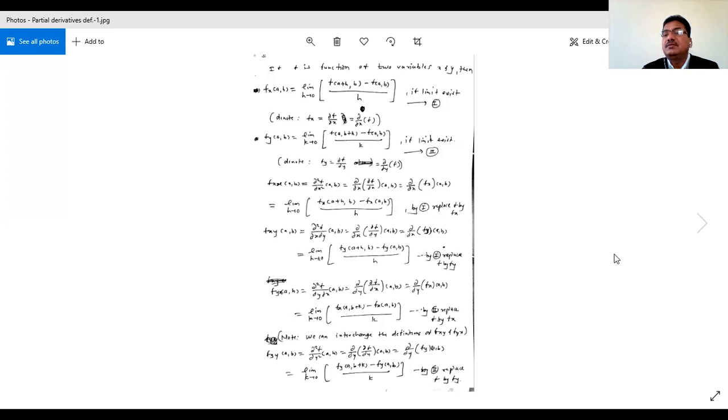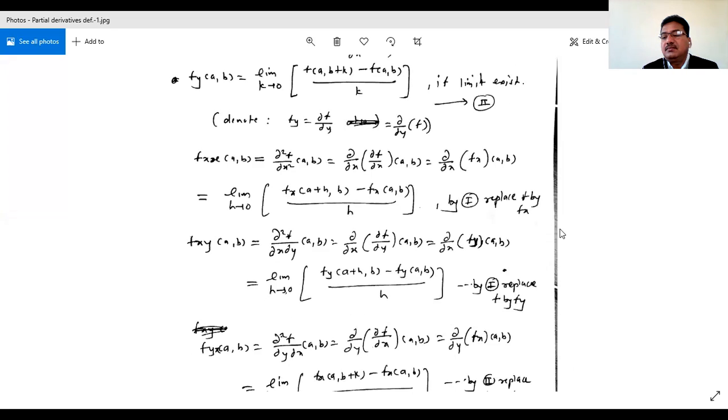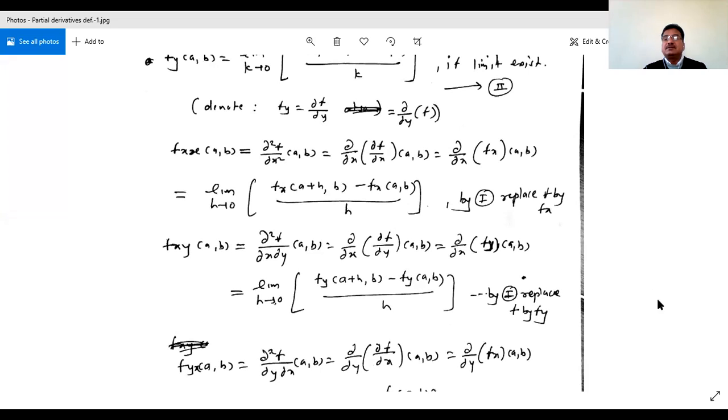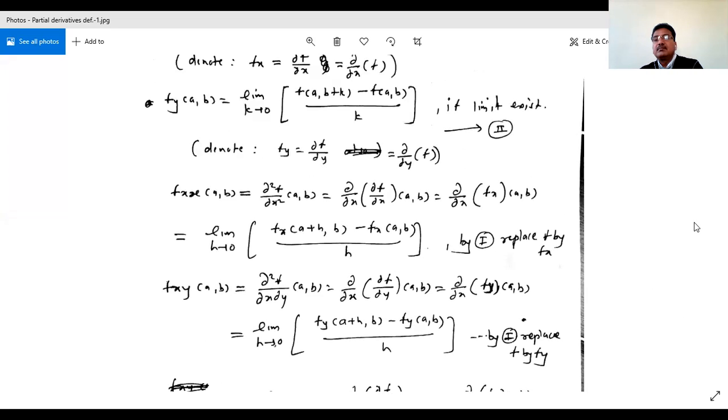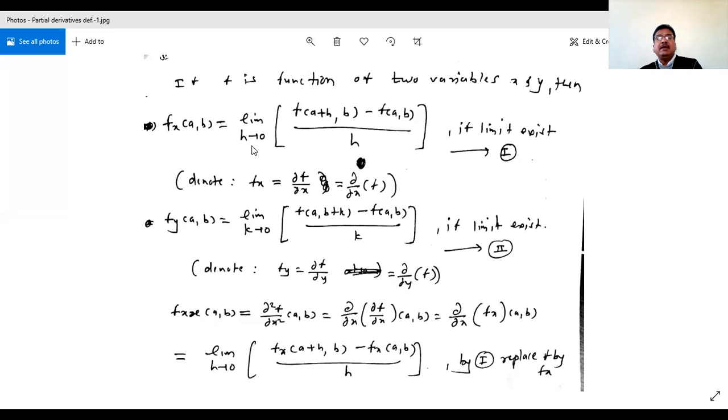This is the definition. What is f_x(a,b)? Limit h tends to 0 of [f(a+h,b) − f(a,b)] divided by h, if the limit exists. What is f_x? f_x means ∂f/∂x or ∂/∂x of f. Okay, so what is f_y(a,b)? The partial derivative with respect to y means limit k tends to 0, and the derivative with respect to x means limit h tends to 0.